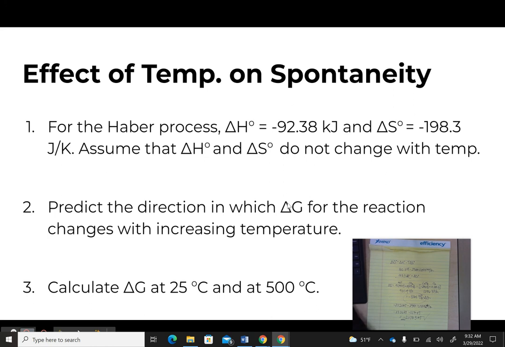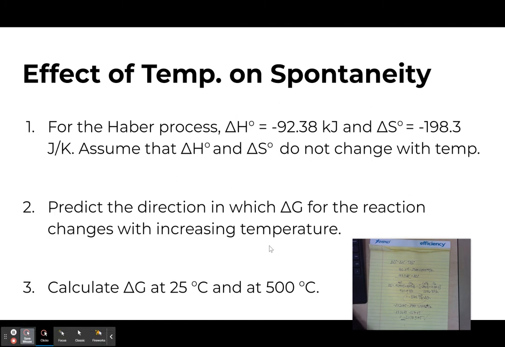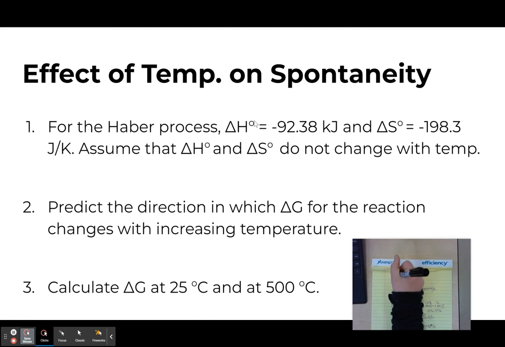So let's talk about changing temperature and what is going to be going on here. Let's just work through 1 and 2 together. For the Haber process, remember our Haber process is this: N2 plus 3H2 yields 2NH3. We're going to see that our enthalpy is negative 92.38 and our entropy is negative 198.3.